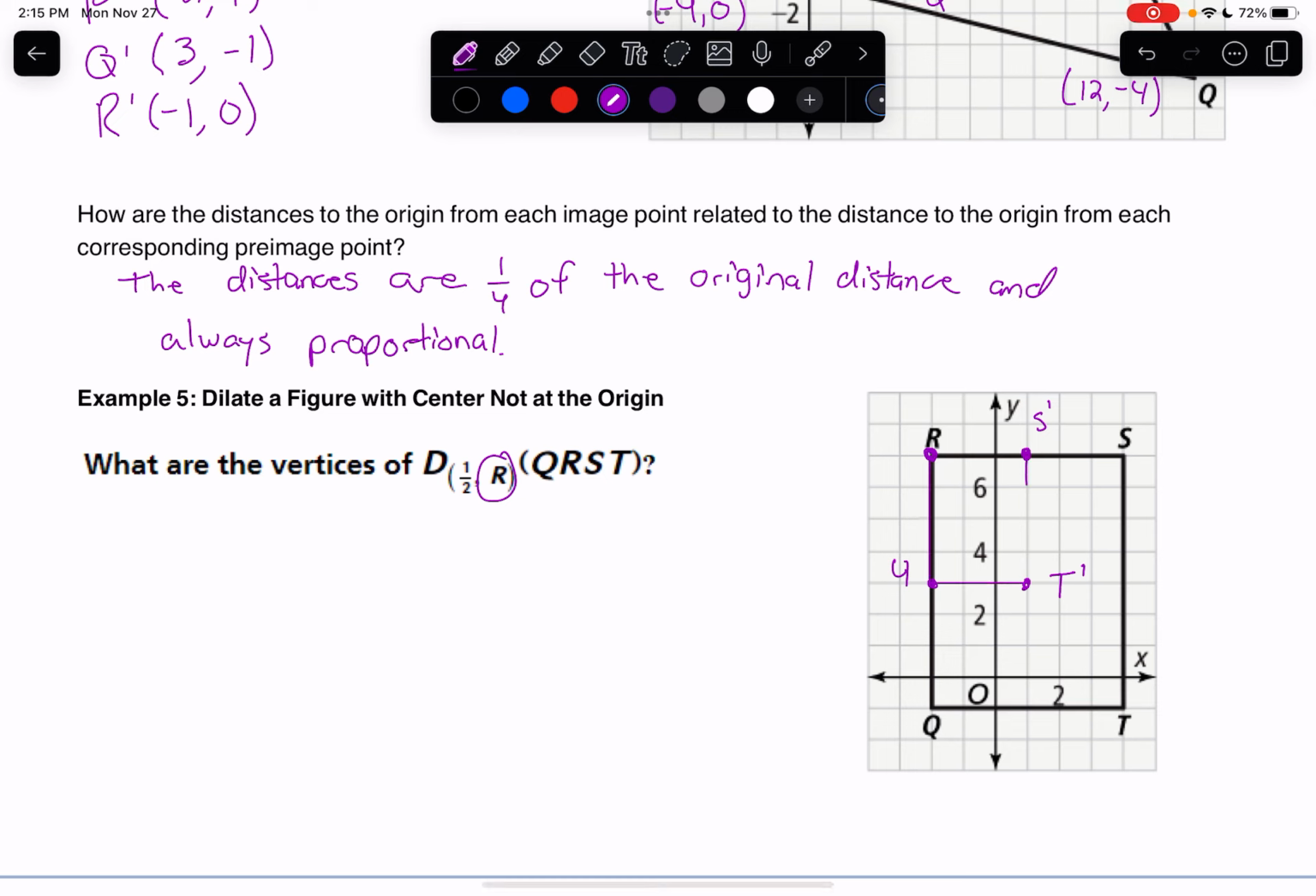And see how when the center of dilation is not the origin, the shape sort of shrinks down towards the center of dilation? That's how things are going to work. Every other point in the shape is getting closer to the center of dilation. If the scale factor was more than 1, every other point in the shape would be further away from the center of dilation. But since this is 1/2, it's going to be getting closer.